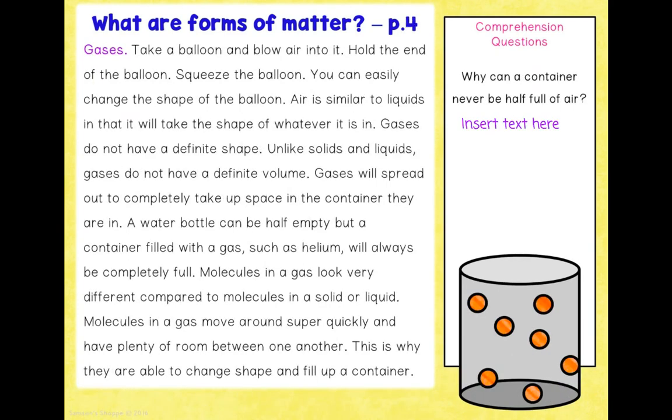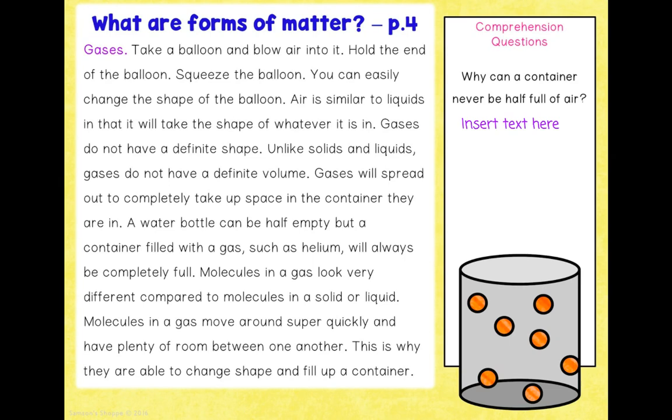Gases. Take a balloon and blow air into it. Hold the end of the balloon. Squeeze the balloon. You can easily change the shape of the balloon. Air is similar to liquids in that it will take the shape of whatever it is in. Gases do not have a definite shape. Unlike solids and liquids, gases do not have a definite volume. Gases will spread out to completely take up space in the container they are in.